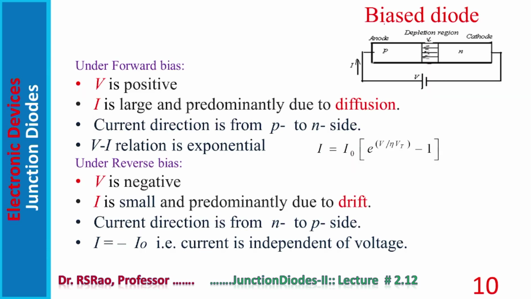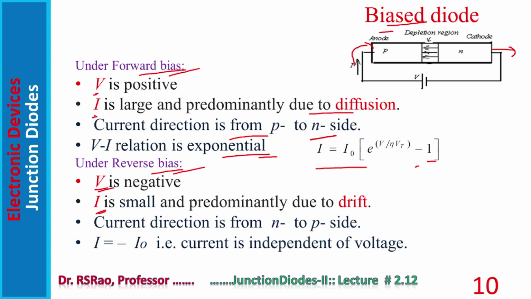Some more points regarding the biased diode. Under forward bias, V is positive in the equation. I is large, predominantly due to diffusion. Current direction is from P to N side. You see, current is moving like this, P to N side. The VI relation is exponential: I equals I naught e power V by eta Vt, minus 1.